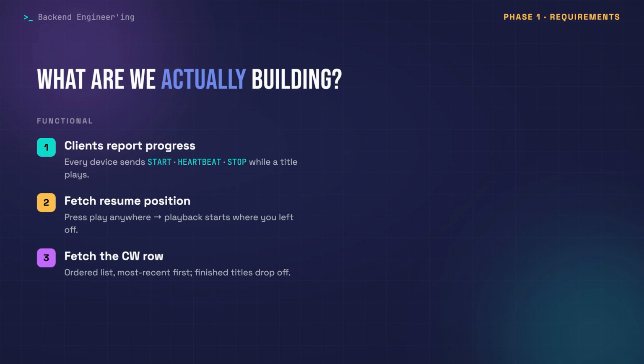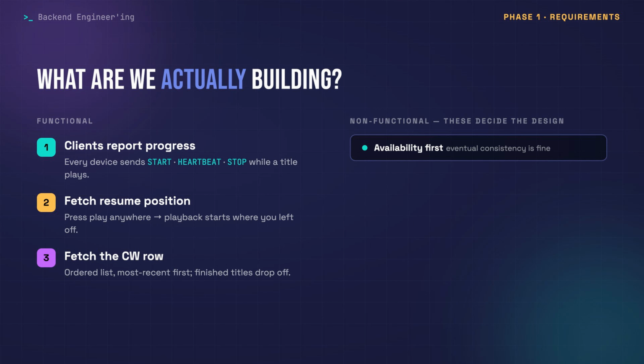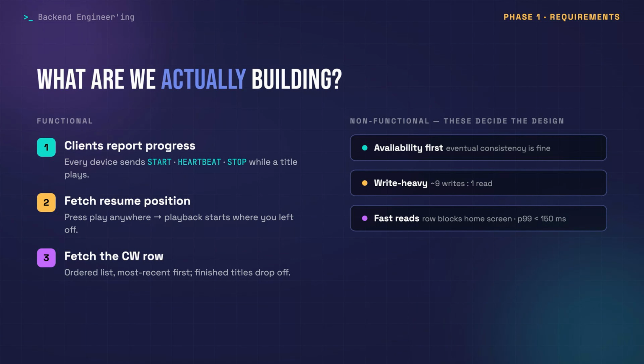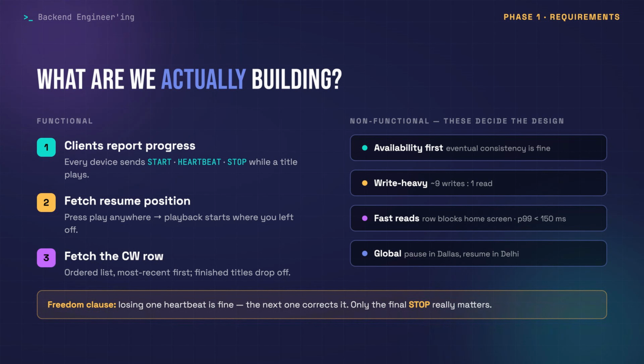Now the non-functional requirements, and these are the ones that actually shape the design. First, availability first. Eventual consistency is completely fine here. If your resume point is 2 seconds stale on another screen, nobody notices. Second, it's heavily write heavy, that 9 to 1 again. Third, reads still have to be fast because this row blocks the home screen. So we target a P99 under 150 milliseconds. And fourth, it's global. You might pause in Dallas and resume in Delhi. Losing one heartbeat is fine, the next one corrects it. The only event we really need to protect is the final stop.